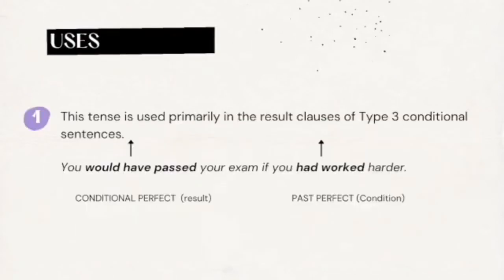Now regarding the uses of the conditional perfect in English, this tense is used primarily in the result clauses of type 3 conditional sentences. For example, you would have passed your exam if you had worked harder. As you can see here, the conditional perfect, that is would have passed, shows the result of the sentence. On the other hand, we have the past perfect, that is had worked. In this case, this part functions as the condition of the sentence.